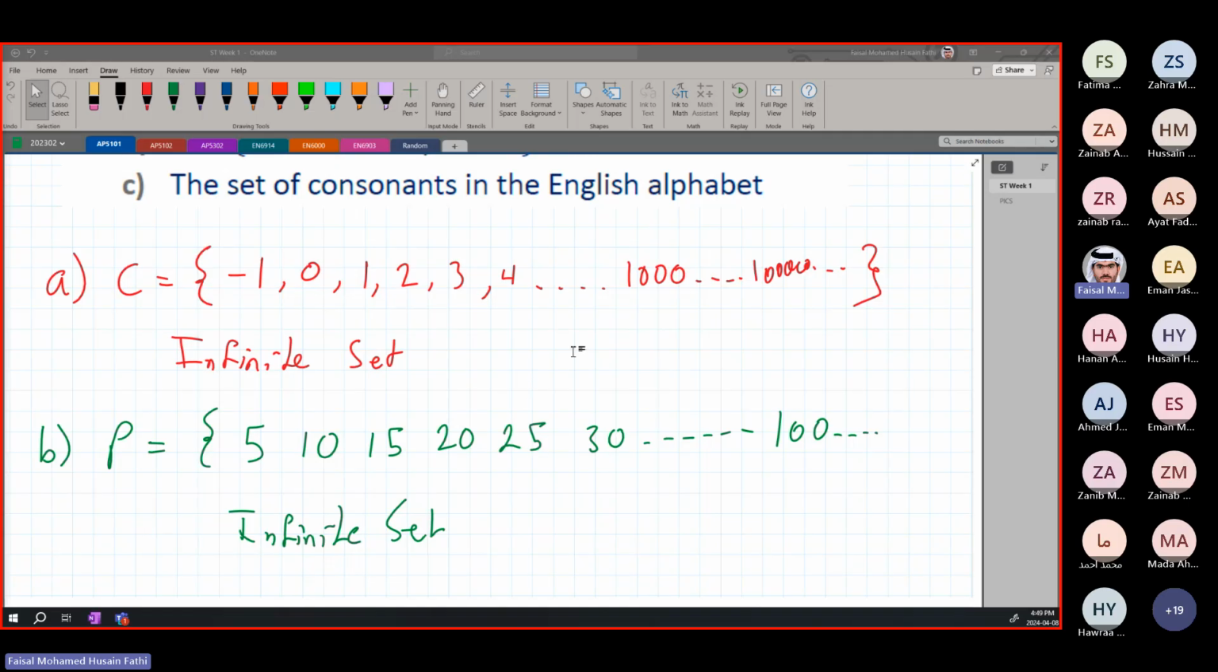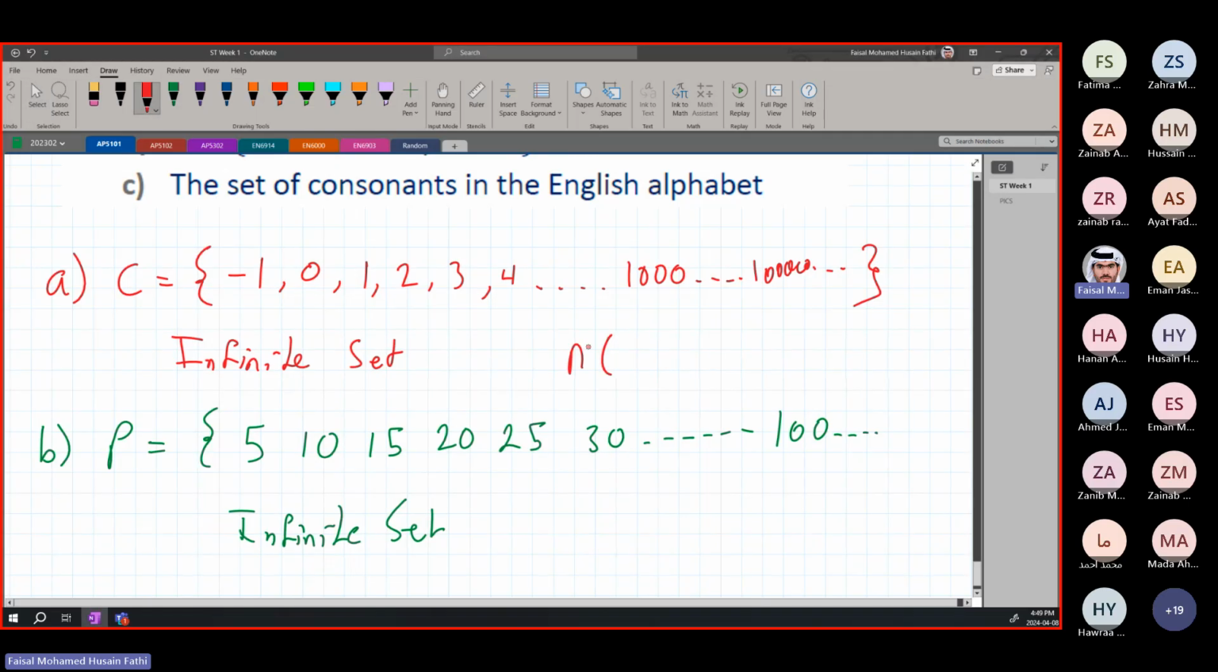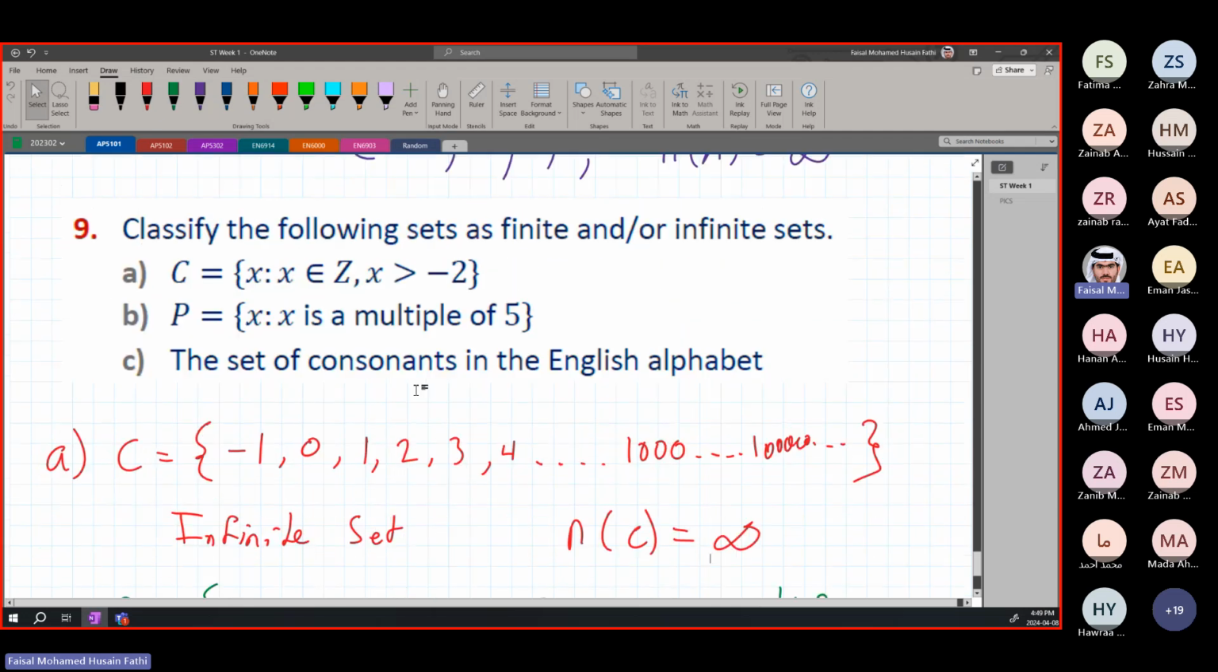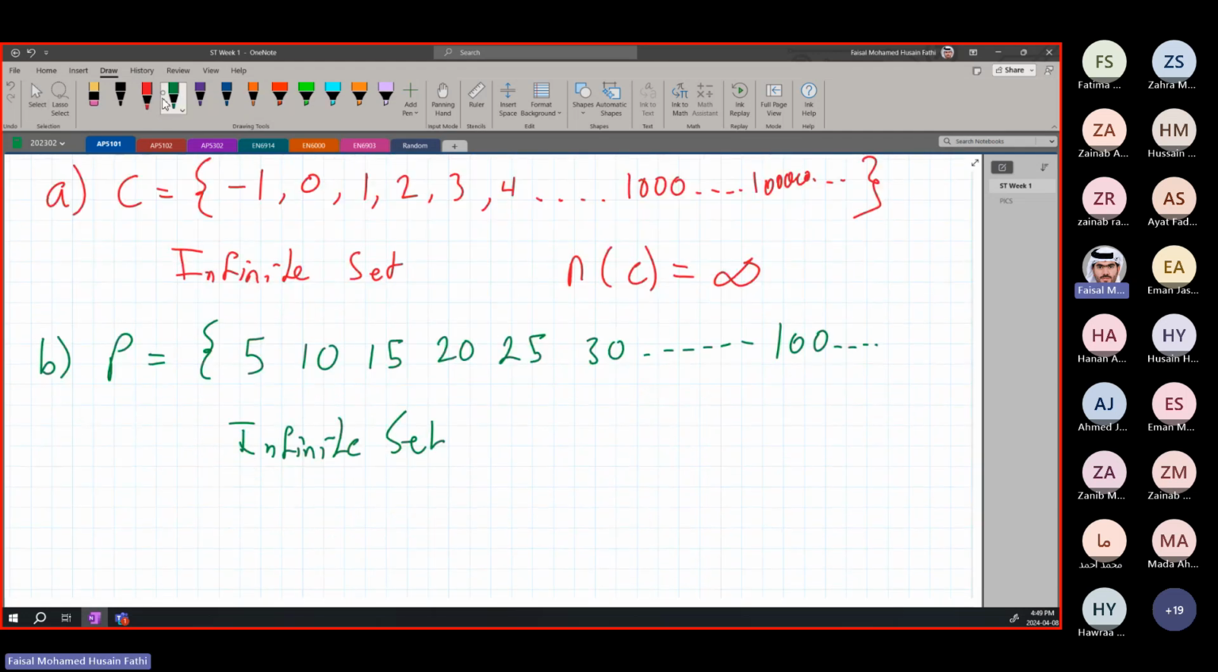It is infinity. The cardinal number of an infinite set is always going to be infinity because it is never stopping. You will have an infinite number of values. Thank you. So moving on, C.